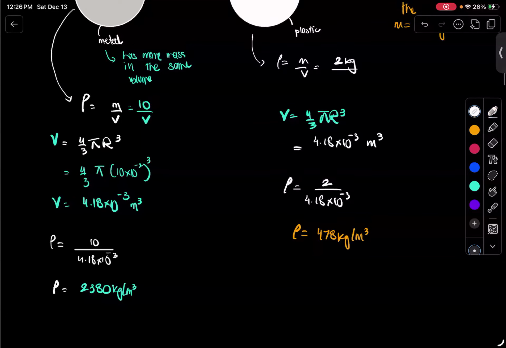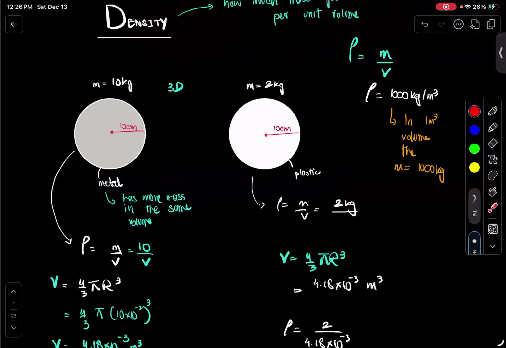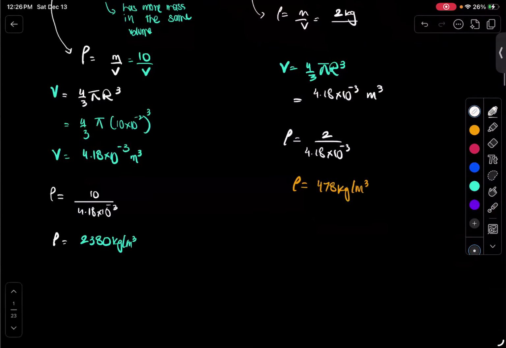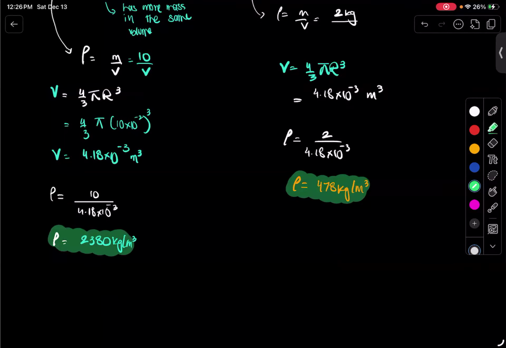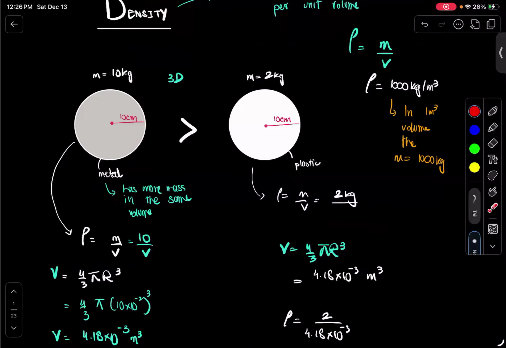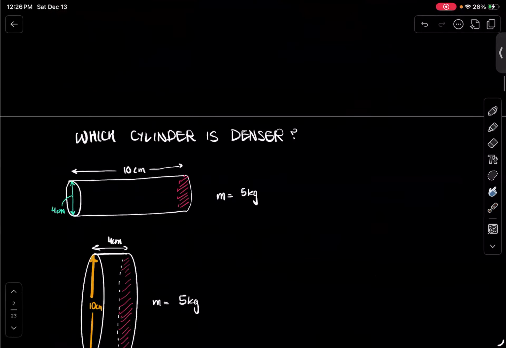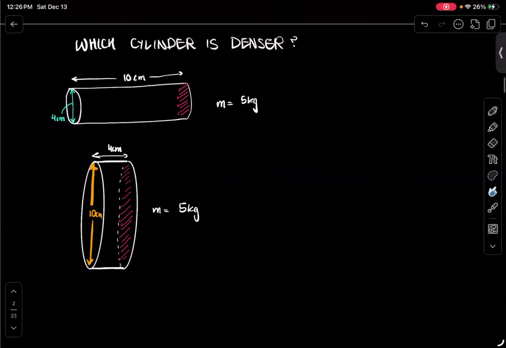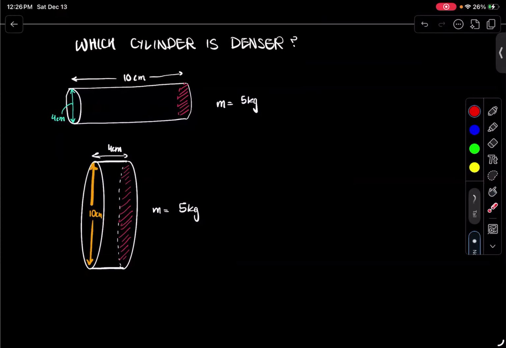Now, in this example, it was very clear which one is going to be denser. So this is more dense. We can clearly see that it has a greater density because it literally has more mass for the same volume. So that's how we calculate density. Now, in some cases, it might not be as apparent. For example, you have this cylinder and you have this cylinder.